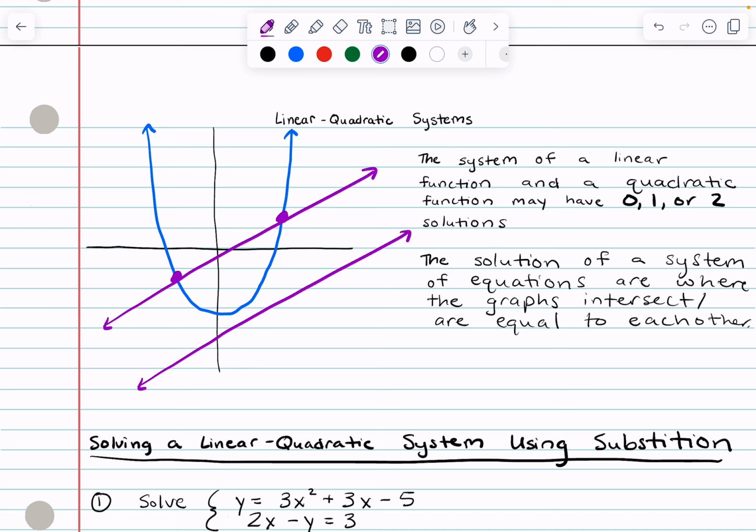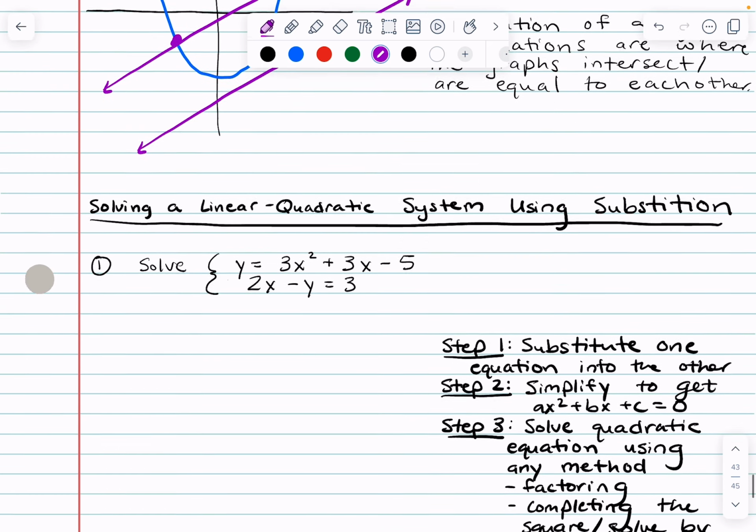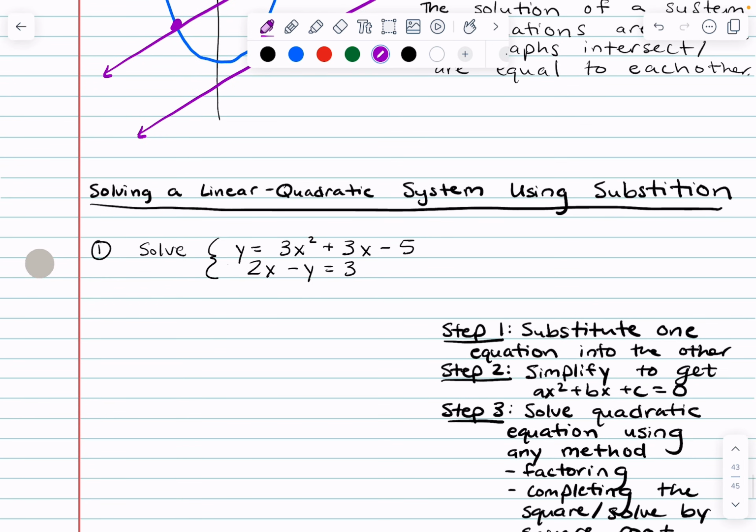So let's go ahead and take a look at solving a linear quadratic system using substitution. In this first example, it says solve y is equal to 3x squared plus 3x minus 5, and 2x minus y is equal to 3. So if we take a look, step 1 says substitute one equation into the other.